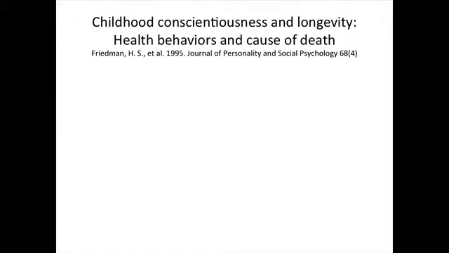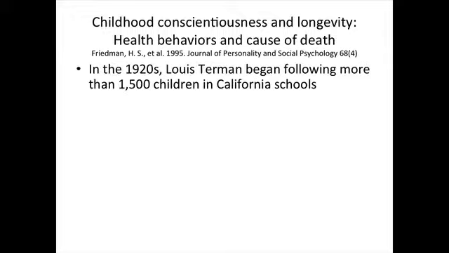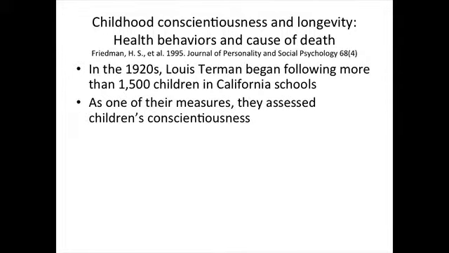A similar study by Friedman et al. analyzed data compiled in the 1920s by Louis Terman, an educational psychologist at Stanford University. Terman began following more than 1,500 children in California schools, all of whom were rated as intellectually gifted, using what is now called the Stanford-Binet Intelligence Scale. While Terman's work came several decades before the development of the Big Five scales, one of the specific childhood traits he included in his study of these children was conscientiousness, as rated by the children's teachers and parents.